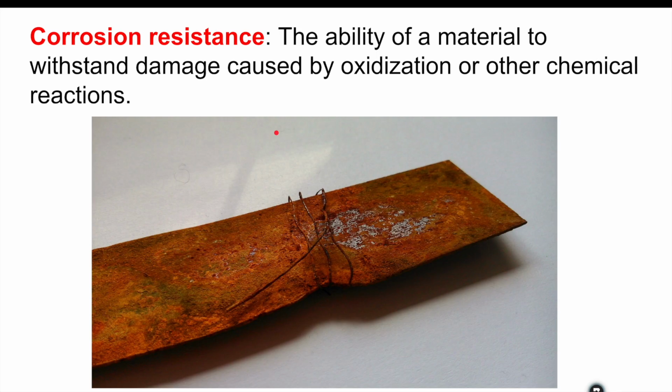We need to think about corrosion resistance. So this is the ability of a material to withstand damage caused by oxidation or other chemical reactions. This is rust on iron, and so this is corrosion. And it's important to understand that corrosion can be a huge problem, especially when you have metals that are exposed to environments that would cause them to corrode. So this might be marine environments, this might be environments that are out in the open. So we need to pay attention to the materials that we choose if we need to protect against corrosion.